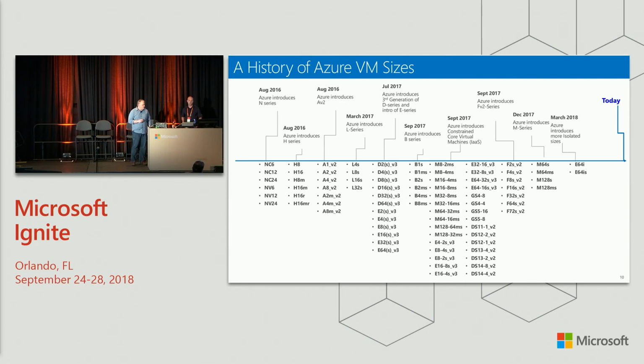And then earlier this year, we launched what we call the isolated sizes, the E64i and the E64is. These are sizes that are guaranteed to be dedicated to a specific piece of hardware, isolated by itself on a node so that you know there are no other customers running on that same physical hardware. And then finally, to move forward and equal out with our D15V2, we added an E20, a 20 vCPU size.